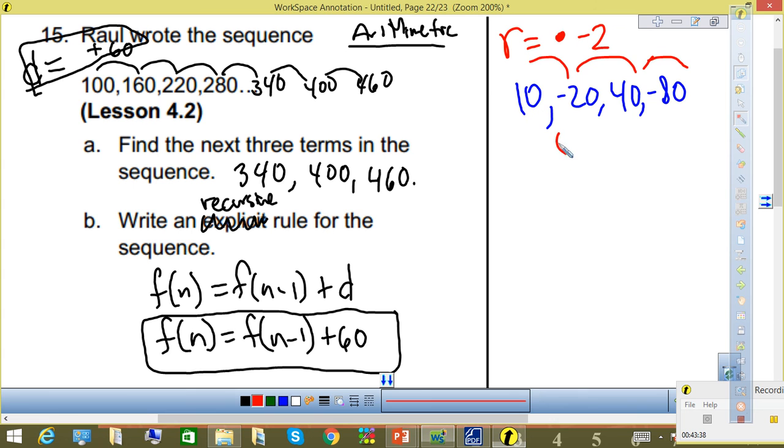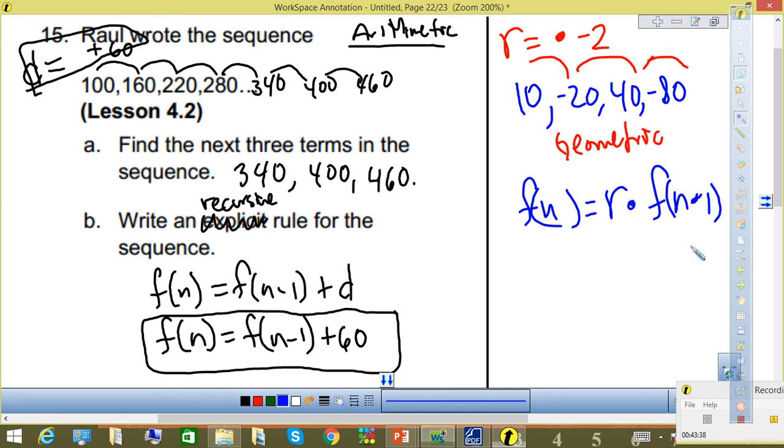If it's multiplying, it's a geometric sequence. If it's a geometric sequence, then our formula is a little bit different. It's f of n equals r times f of n minus 1. Very similar, except for this one. This one we add or subtract anything to the end, and this one we multiply or divide anything in the beginning. Did you ever see the difference? Okay. Just to let you know, once again, reminder, this is going to be similar to number 10 on your study guide. I'm replacing the explicit rule with one of these. Okay? All right, let's go to number 16.